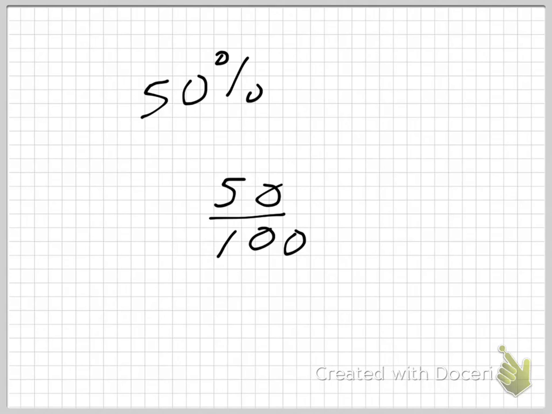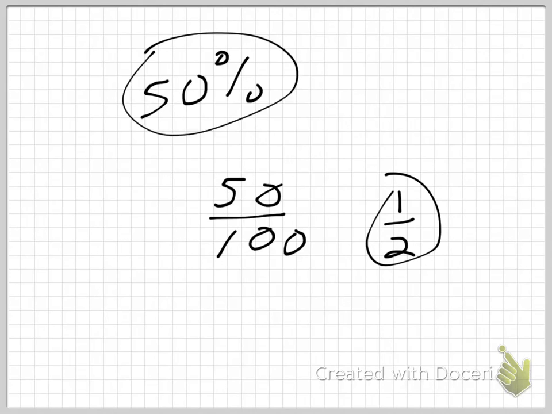Here's the deal. If I want to turn 50% into a fraction, it's real simple. You ready for this? This is the part you should probably write down, if you don't know it by heart. To go from a percent to a fraction, you simply put the percent over 100. 50 over 100. What is 50 over 100? 1/2. Doesn't that make sense? We know that 50% is 1/2.